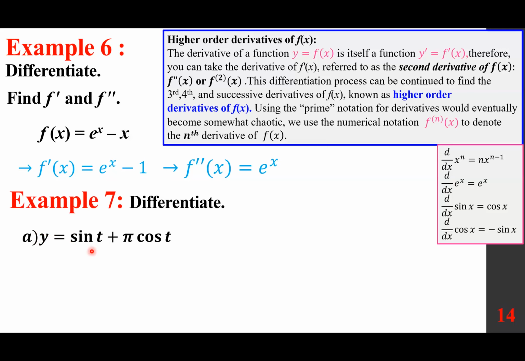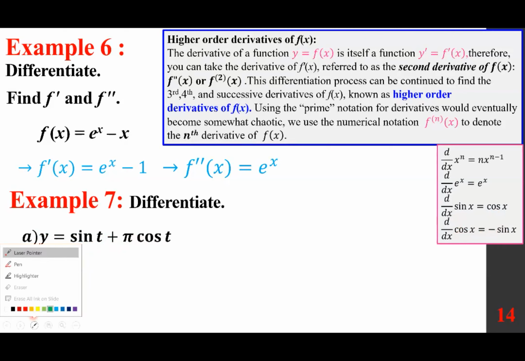What about sine t plus pi cosine t? We want to differentiate that, and the derivative of sine x is cosine x. So the derivative of sine t is cosine t plus pi times. The derivative of cosine x is minus sine x. So for this one, we get plus pi times, cosine gives us negative sine.